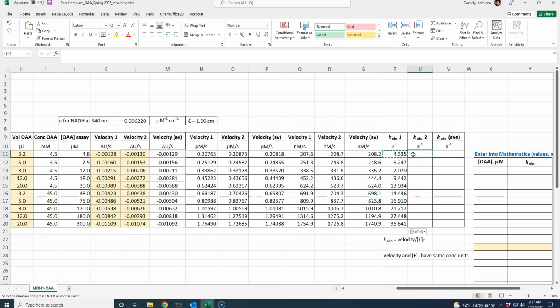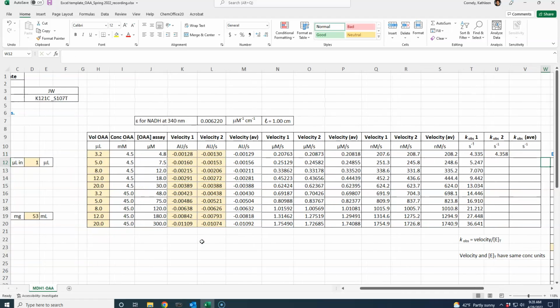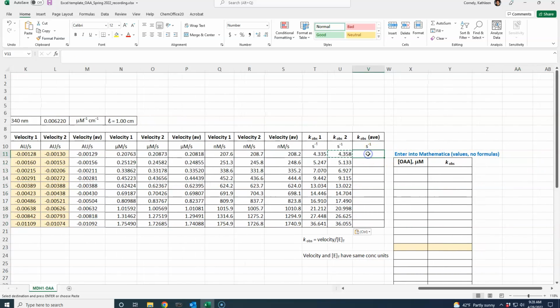And for the second trial, same thing. I'm going to take the velocity for trial 2 and divide it by the total enzyme concentration, and again turn this into an absolute reference and copy it, and then I can finally average it. So average these two values and then copy. Okay, so now what I want to do is enter my data set into Mathematica.